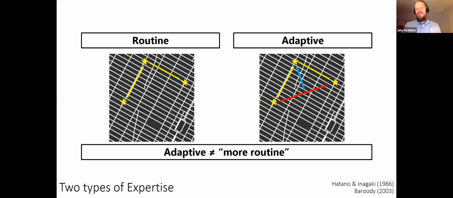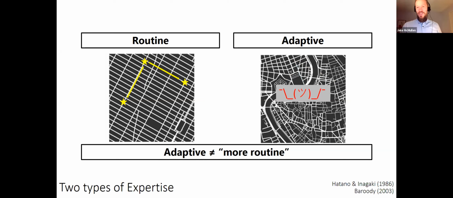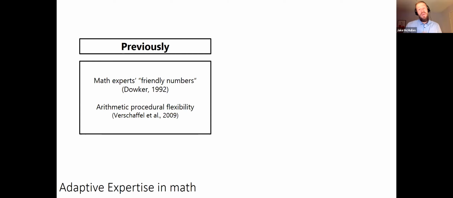And they're also being able to apply it in situations that aren't necessarily exactly like you trained. Yeah, but this has been used in math education research and math cognition research previously, this idea of adaptive expertise. And Dowker used it in the 90s with math experts doing mental calculations, and then using these friendly numbers, being able to flexibly work between numbers, and also the work with procedural flexibility, especially in arithmetic, and being able to recognize the most efficient strategies based on task context, individual's context, this sort of thing.